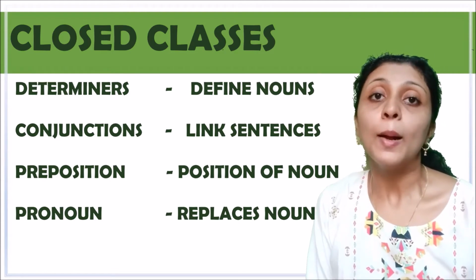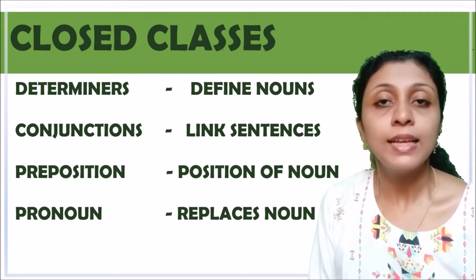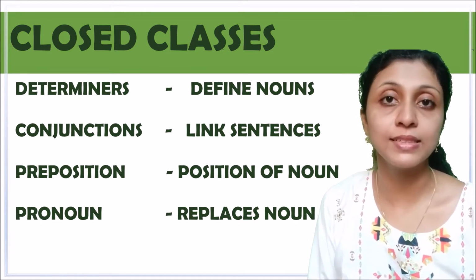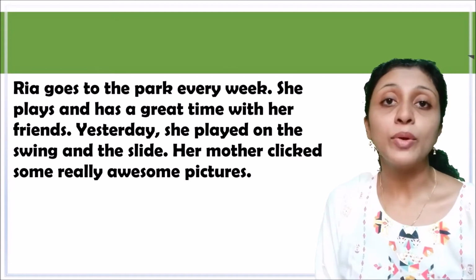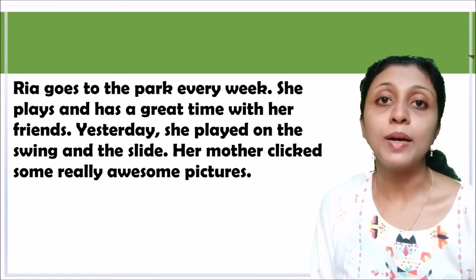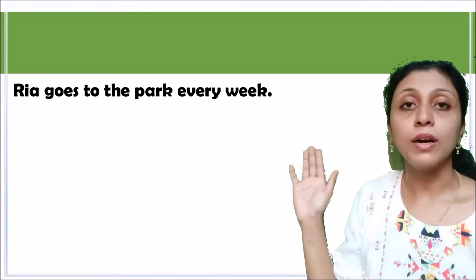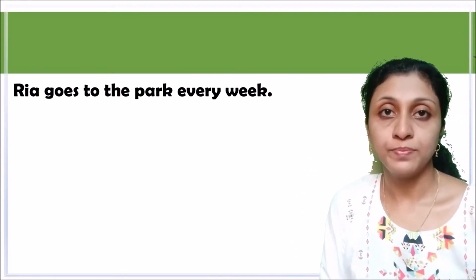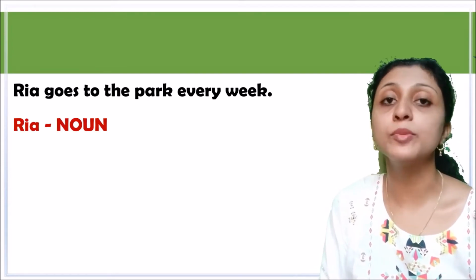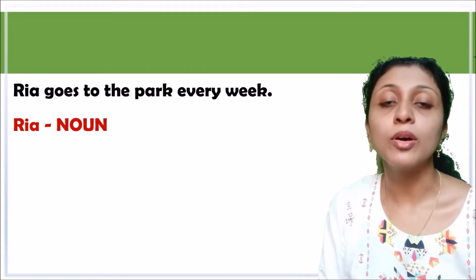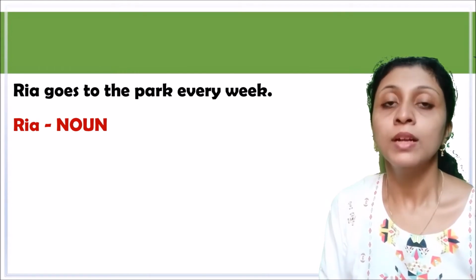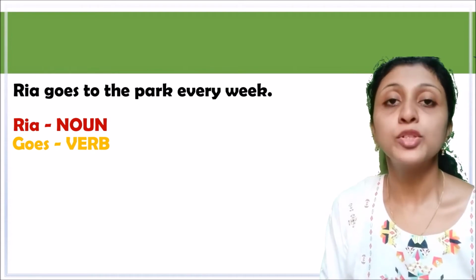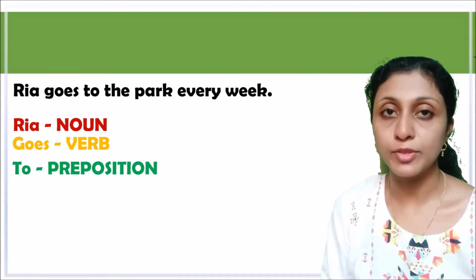So let's take a piece of text and see if we can identify the different parts of speech present in that text. This is the text where we are going to identify the different parts of speech. Ria goes to the park every week. So this is the first sentence in this text. So Ria is going to be the noun, and nouns belong to the open classes. Goes is a verb, it's another open class. To the park. Now to is a preposition.